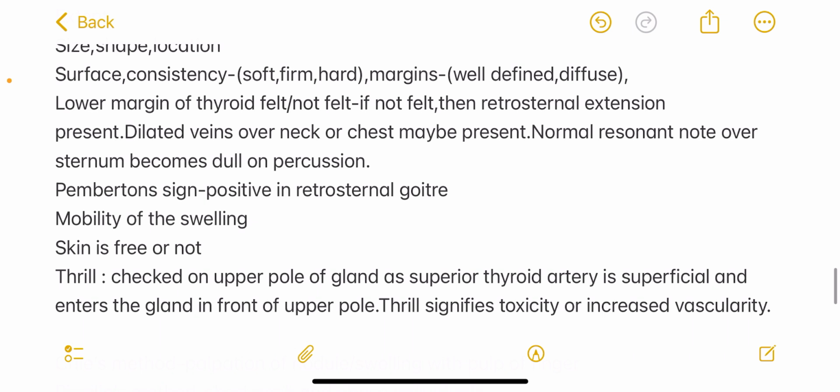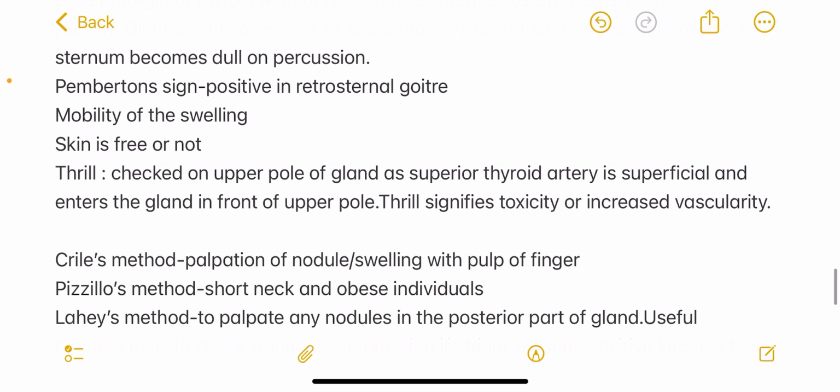Then the thrill is checked on the upper pole of the gland, as the superior thyroid artery is superficial and enters the gland in front of the upper pole. So a thrill signifies that there is toxicity or increased vascularity. Crile's method is palpating the swelling with the pulp of the finger. And then the other methods of examination, all the methods of examination of thyroid swelling, very important.